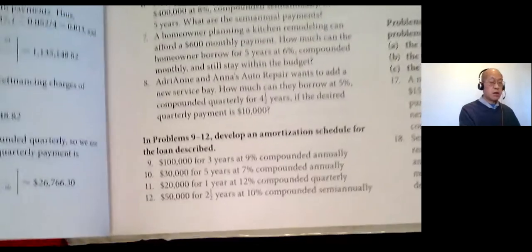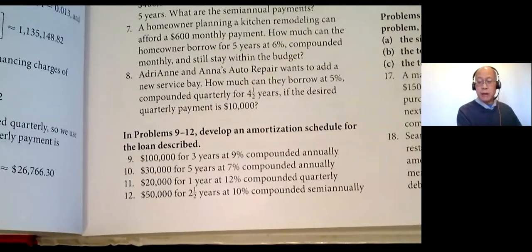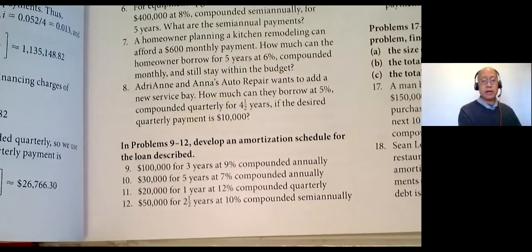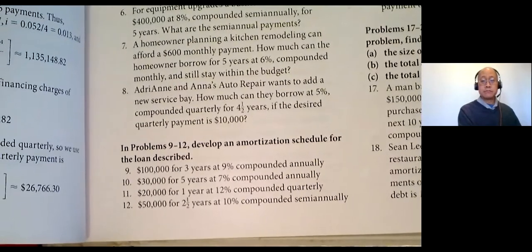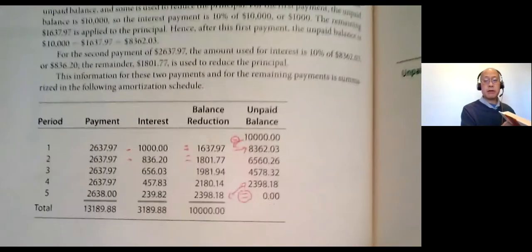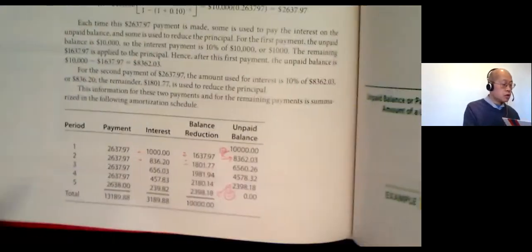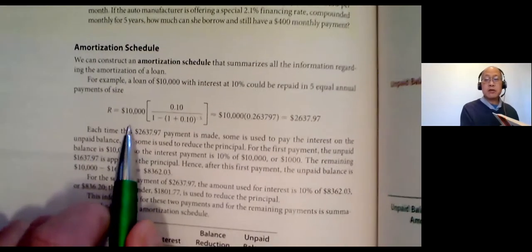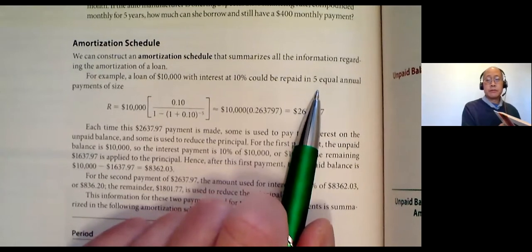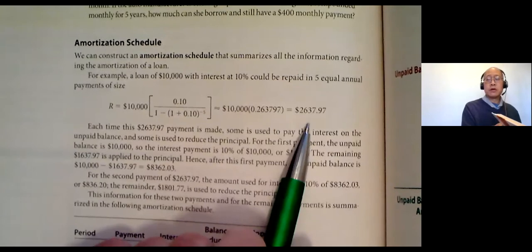All right, now I'm going to go over the amortization schedule. I talked about it. Okay, so 9, 10, 11, 12: develop an amortization schedule for the loan described. To find the amount that you borrow is just using the formula, but then how do you make the schedule, right? So I'm going to go back and talk about this again, which I mentioned last time. Going over this example right here, for this particular case, they were borrowing $10,000 at 10% with 5 equal annual payments. If you throw it in the formula, it's 2637.97.